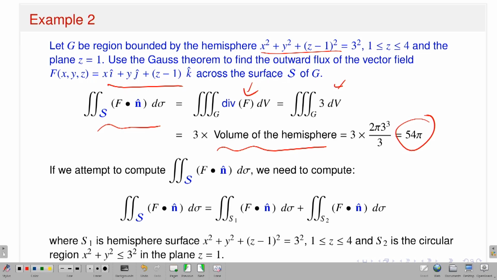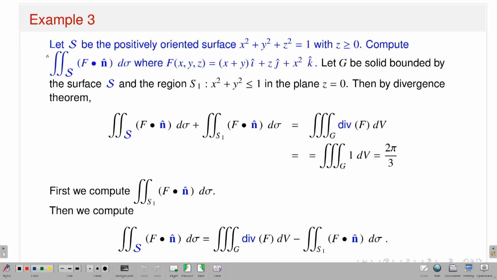Another way, you can calculate it separately. You can break the surface up into two parts. One is the upper hemisphere, S1, and in the plane you have S2. S2 is the circular region x square plus y square less than or equal to 3, and S1 is the upper hemisphere. You can break it up into two parts and calculate the corresponding surface integrals individually. Okay, so this is another example.